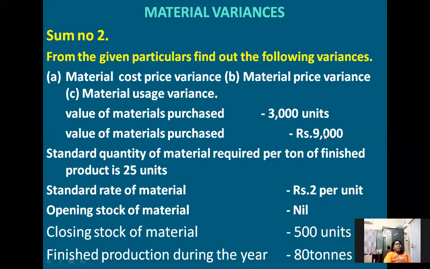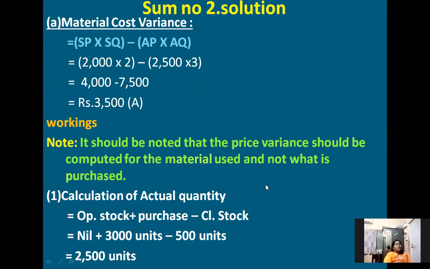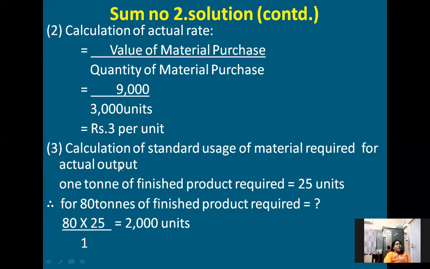Look at the problem, 9000 divided by 3000, that is the actual rate, that is price per unit as per actual. The third calculation under the working notes is calculation of standard usage of material required for actual output. That is, what is the standard quantity for actual output? Now, make use of the information given in the problem.